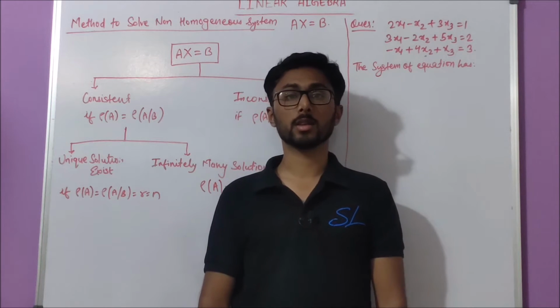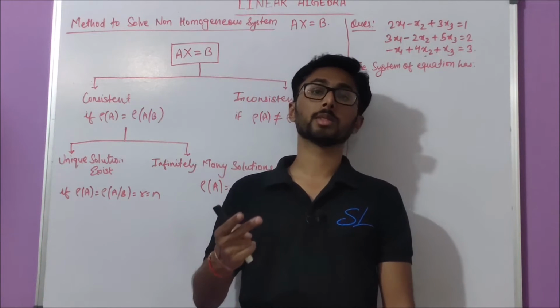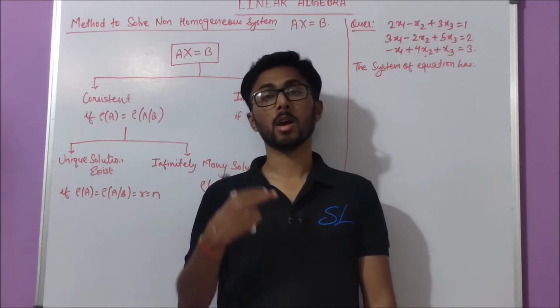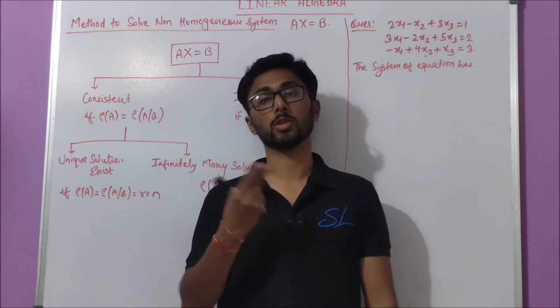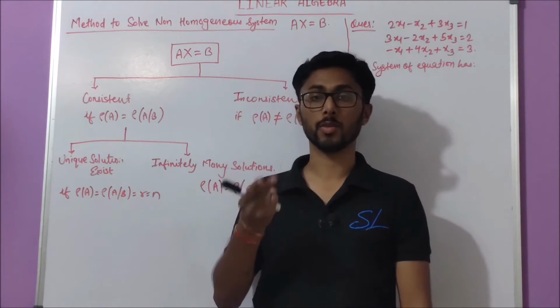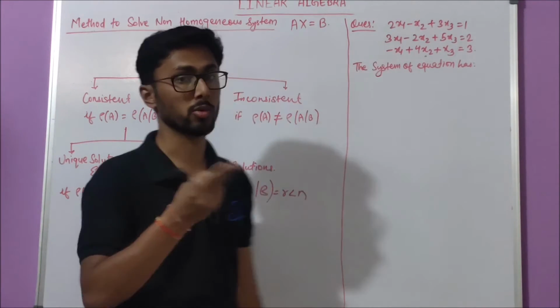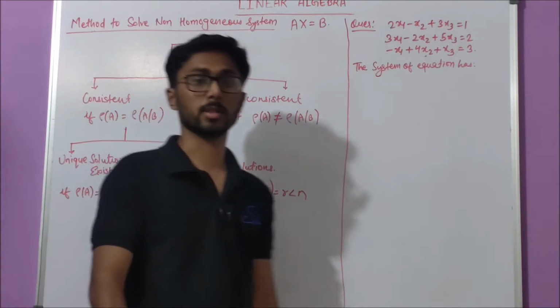We have already discussed the system of linear equations, and we have seen there are two types of system. One is homogeneous and the second is non-homogeneous system. A homogeneous system is where the RHS is equal to 0, and in a non-homogeneous system the RHS is not equal to 0. And in this video we are going to see the method to solve a non-homogeneous system.